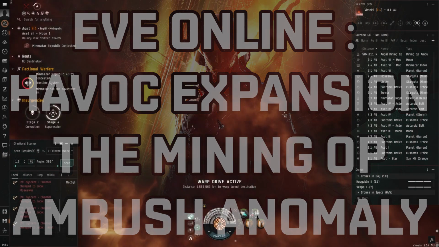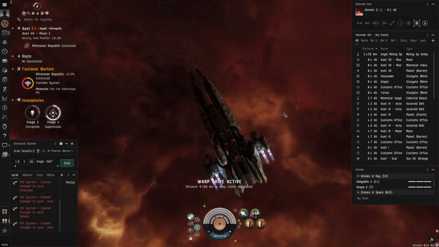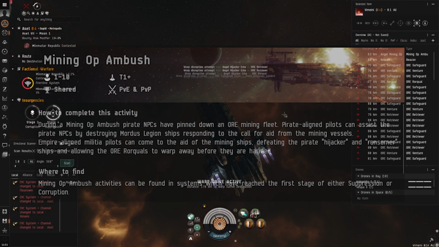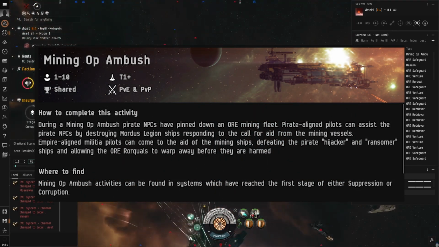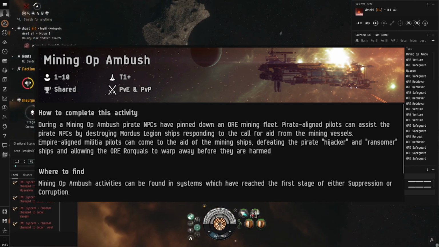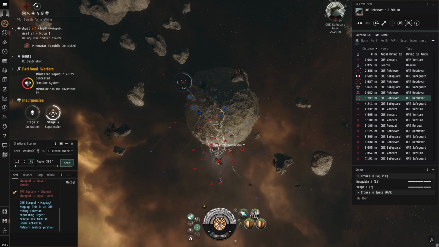The Mining Ambush anomaly was introduced with the EVE Online Havoc expansion. It is an activity or combat anomaly which needs to be completed by pirates enlisted with a pirate faction in insurgency systems which have reached the first stage of either corruption or suppression. The site is an ungated pocket.